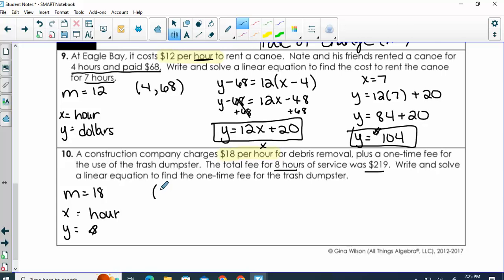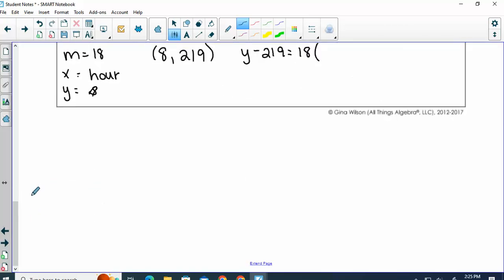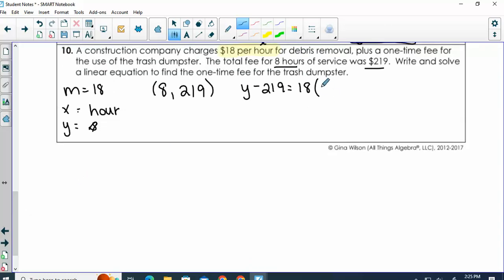Yes. So we have the point 8, comma 219. And then we can put it into the formula. Y minus Y1 equals M, which was 18, times X minus 8.